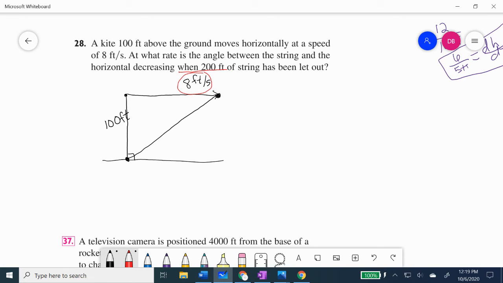They want us to find the rate at which the angle between the string and the horizontal, that would be this angle right here, I'll call that theta, we want to know the rate at which that angle is decreasing. We need to find d theta dt. And I need to choose a variable for this horizontal distance. Let's call it x. That horizontal distance is growing, so it's positive 8 feet per second.